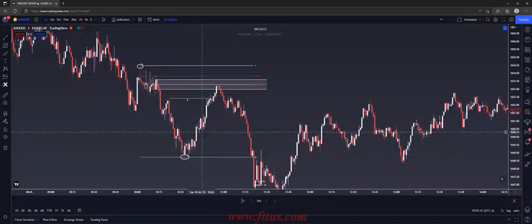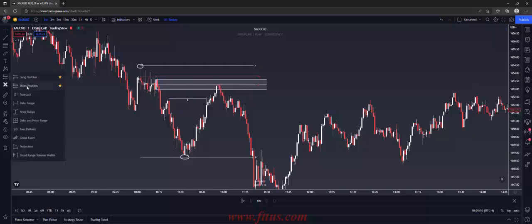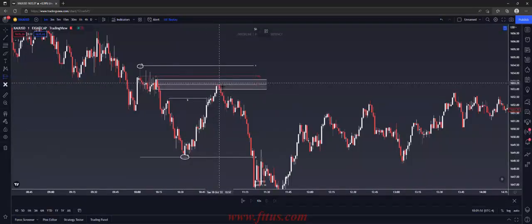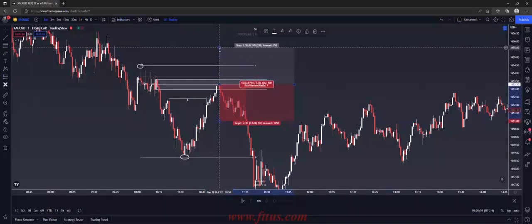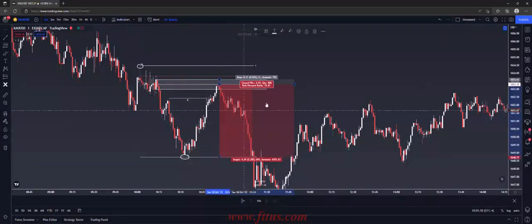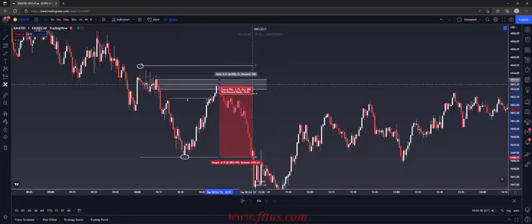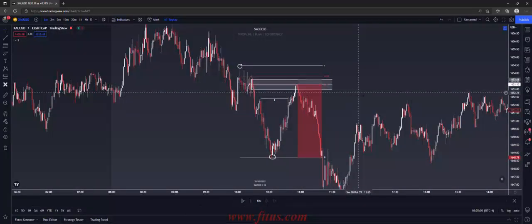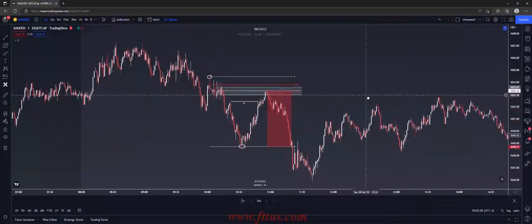So price was coming back up. It took out all these sellers from right here. Tapped into our supply zone, tapped into the fib, the 50% zone. And I literally just took this sell all the way down to this low right here, resulting in a 14.8 R. And that was it. That was the breakdown of this week.